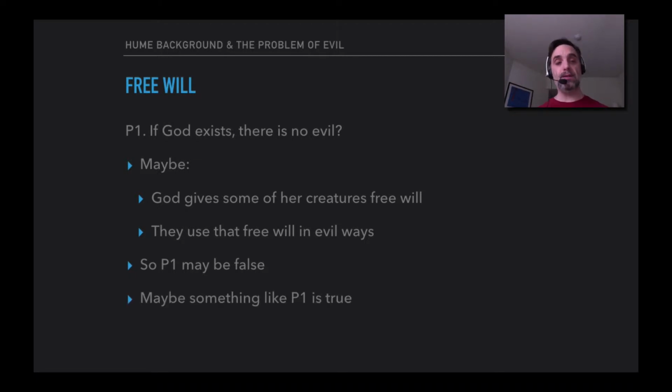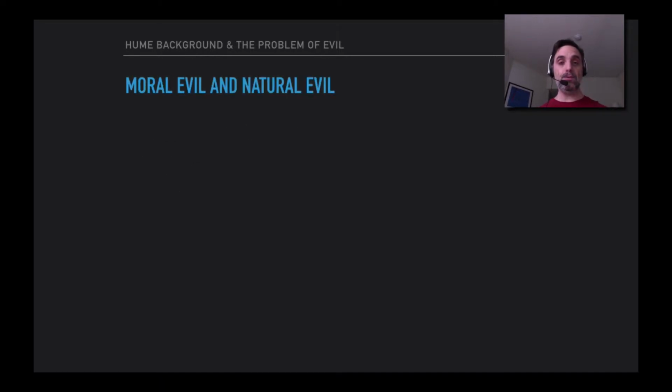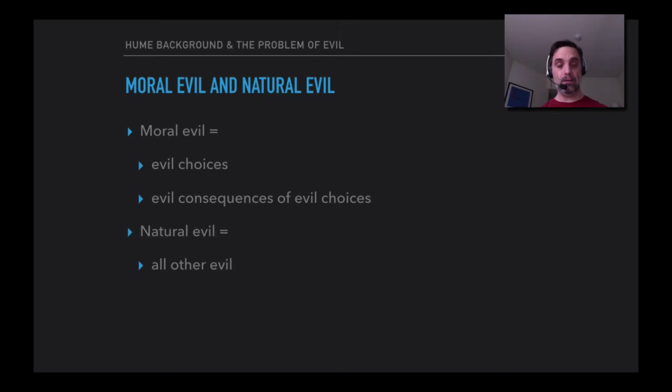But it's possible that P1 is false, yet something like P1 is true. So we can distinguish between moral evil and natural evil. What's moral evil? Moral evil would be evil choices and the evil consequences of evil choices. Natural evil would be basically everything else, all the other evil, and it would include things like diseases and earthquakes and hurricanes and their evil effects.